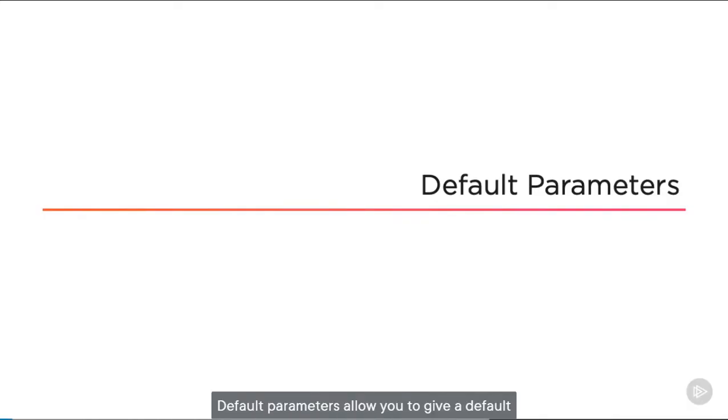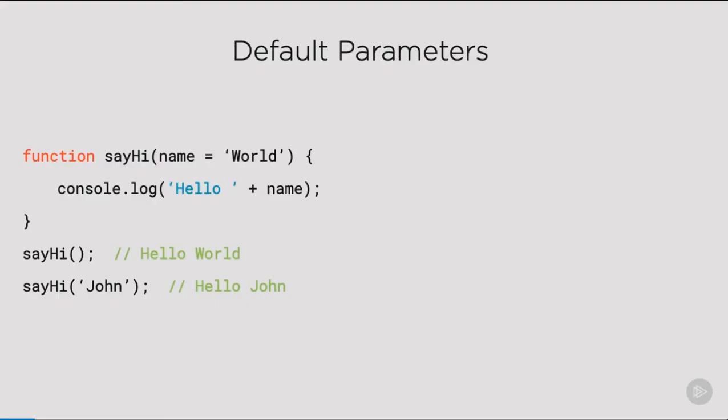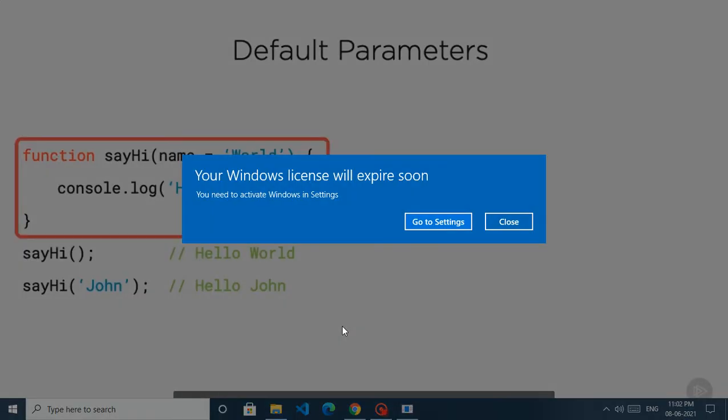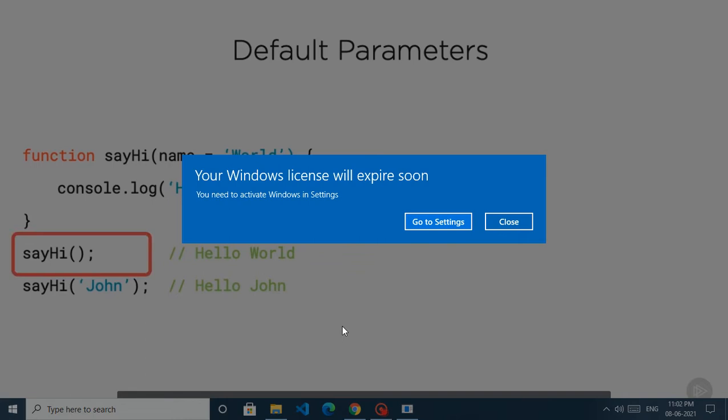Default parameters allow you to give a default value to a parameter in a function. Here's an example. We have a function sayHi that takes in one parameter name and contains a single line of statement. This is what is called a default parameter. We have two ways we can invoke the function sayHi. First, we invoke it without any arguments as shown here. The name variable will be initialized with the value world, printing hello world to the console.